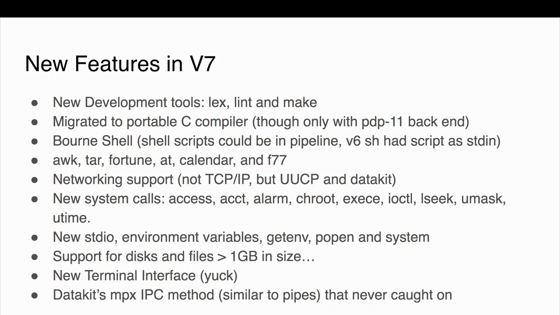The portable C compiler: people migrated from Ken's compiler to the portable C compiler at this time to support all of the ports. Now, Unix version 7 was portable to the big long list of machines that I talked about, but if you got the tape from Bell Labs, it was just the PDP-11. There was some networking support, a bunch of new system calls, and a bunch of stuff to deal with disks that might be larger than a gigabyte. And the terminal interface we all loathe was in there, and some IPC methods weren't.